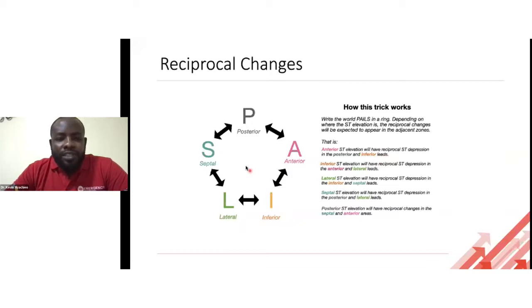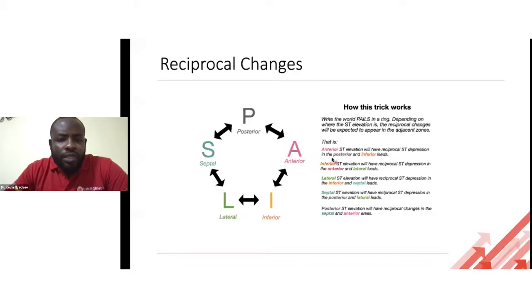Most people usually say it's a bit hard if you don't know what you're looking for, but there's a nice mnemonic. Again, this is a diagram that I found on the internet, and it's one of the things I usually say changed my life. If you are looking at ST elevation, for example, in the anterior leads, this mnemonic is called PALES. If you spell it clockwise: posterior, anterior, inferior, lateral, septal.